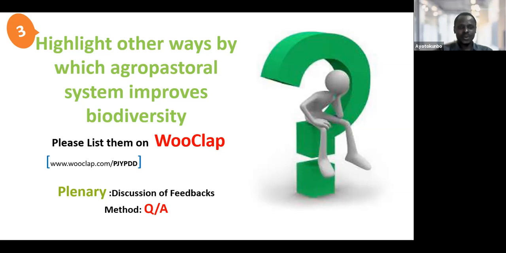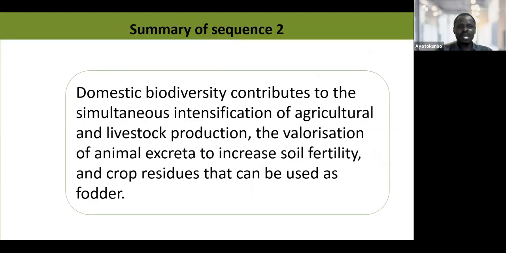Provision of food. We understand that animals are a major source of protein. Once you have them, you have provision of protein to your family, to the community, and for entrepreneurial purposes. So they are really serving a whole lot of functions when it comes to the agropastoral system. Then we summarize that domestic biodiversity contributes to simultaneous intensification of agricultural and livestock production, the valorization of animal excreta to increase soil fertility, and crop residue that can be used as food, just as I explained.